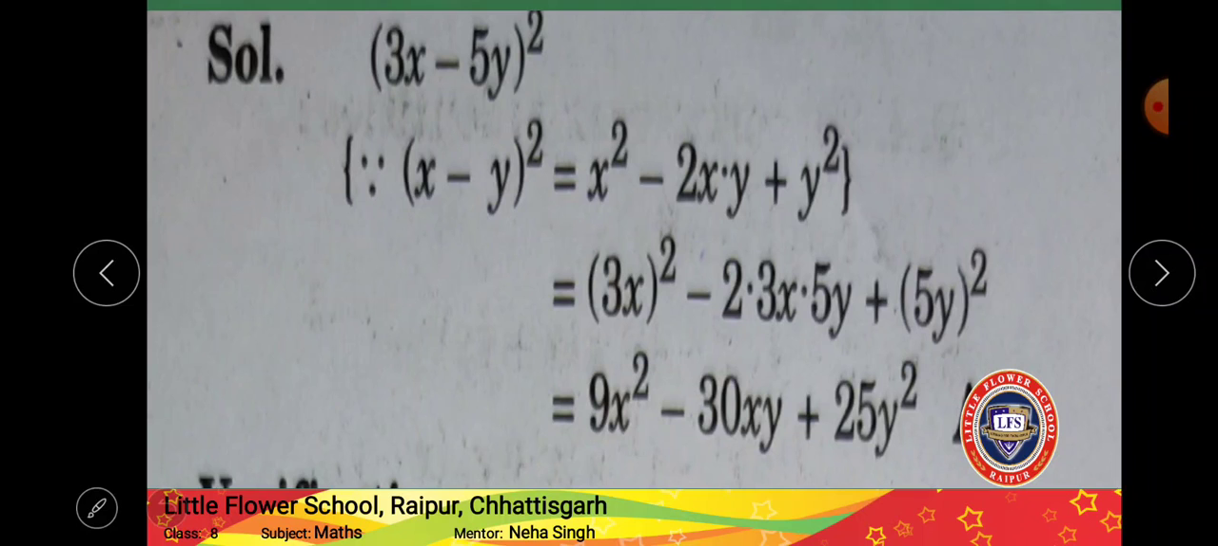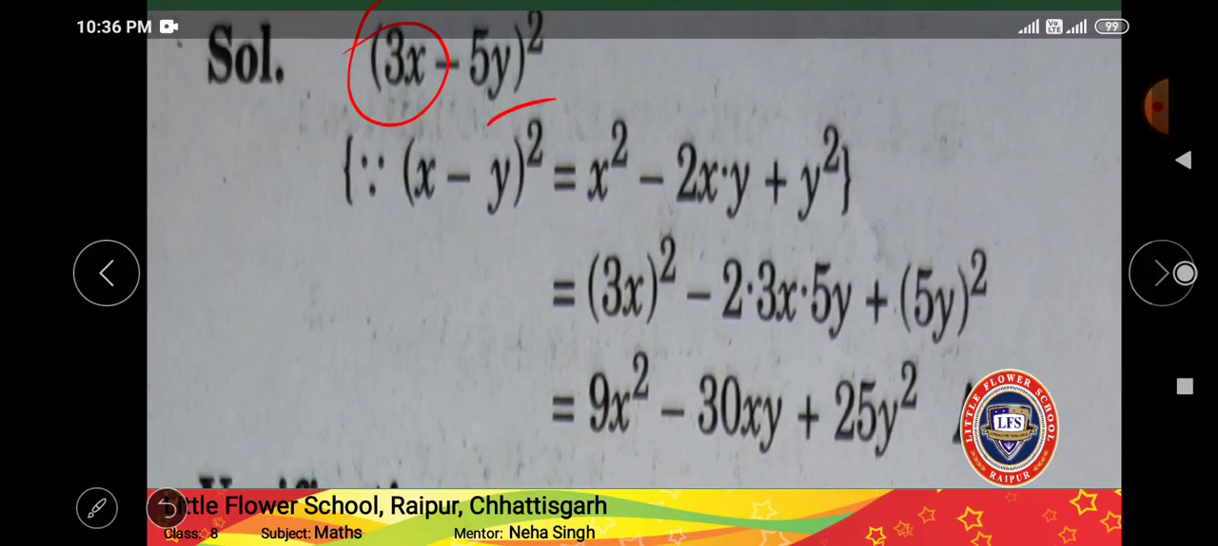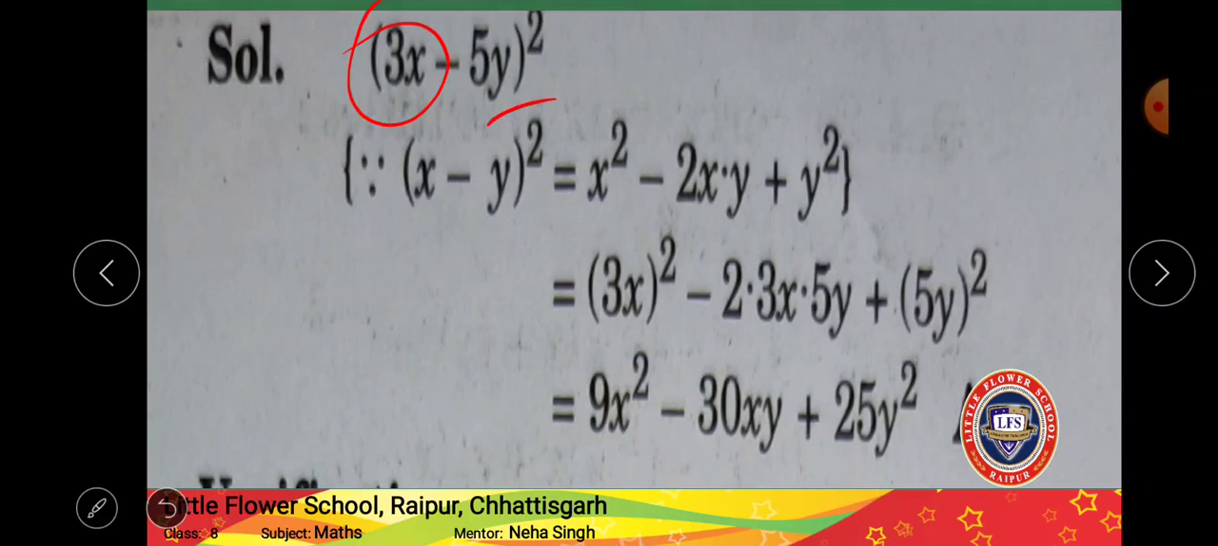The x value is here 3x, the y value is 5y. So (3x) square minus, I'll put down the values, 2 into 3x into 5y, plus (5y) square. Okay? So till here the solution: 3 square is 9, x square is x square, 5 into 3 is 15, 15 into 2 is 30, 30xy, and 5 into 5 is 25 y square. So till here was the normal question.